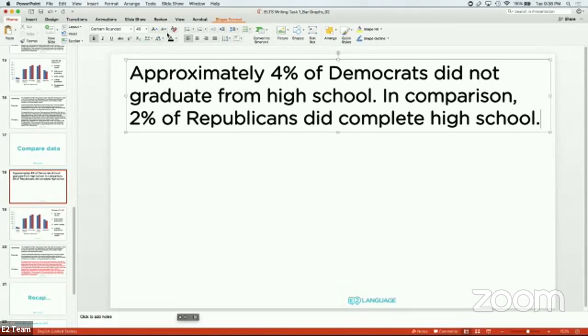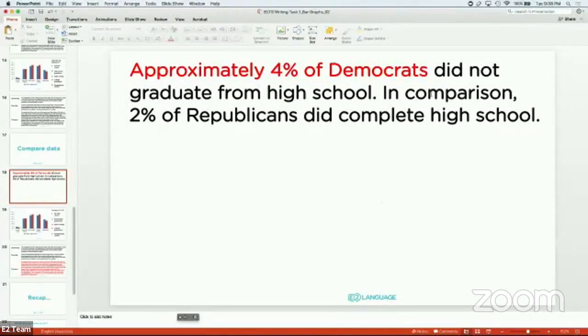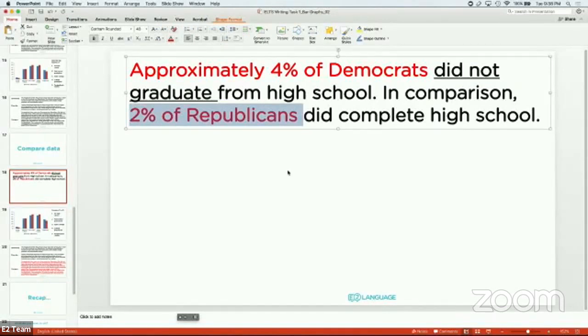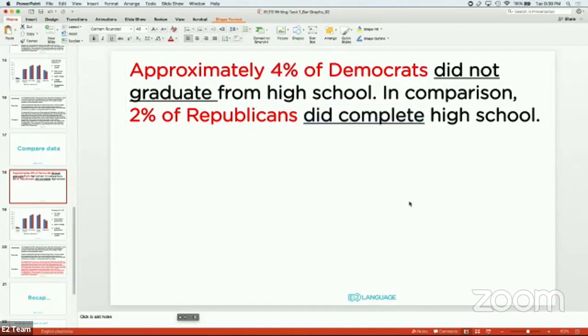Okay, let's look at this because it's interesting for a number of reasons. Firstly, what's the subject of my sentence here? Here's the subject of my sentence. And I think this is a really good way to go. Approximately 4% of Democrats did not graduate, there's my verb, from high school. And then I compared in a second sentence, I said, in comparison, 2% of Republicans, there's my subject, here's my verb, did complete high school. Nice, I'm happy with that.